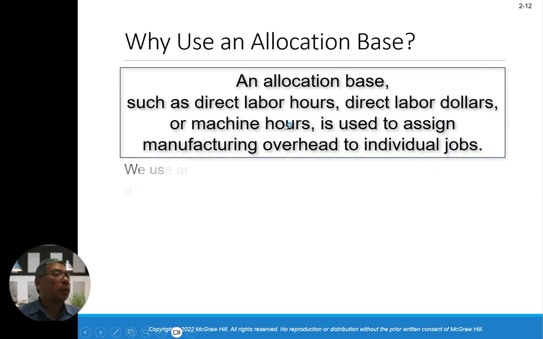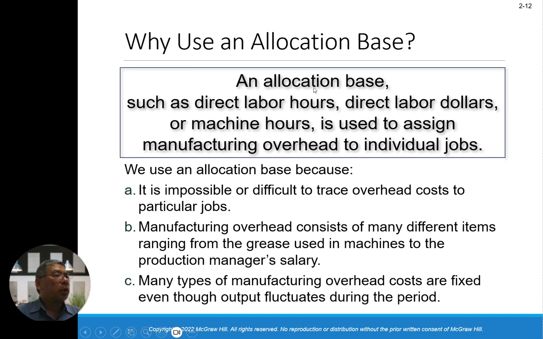When you do that, you use an allocation base, such as direct labor hours, direct labor dollars, or machine hours, that is used to assign manufacturing overhead to individual jobs. We use an allocation because it is impossible or difficult to trace overhead costs to a particular job. Manufacturing overhead consists of many different items, ranging from the grease used in the machine to the production manager's salary. And many types of manufacturing overhead are fixed even though output fluctuates during the period.